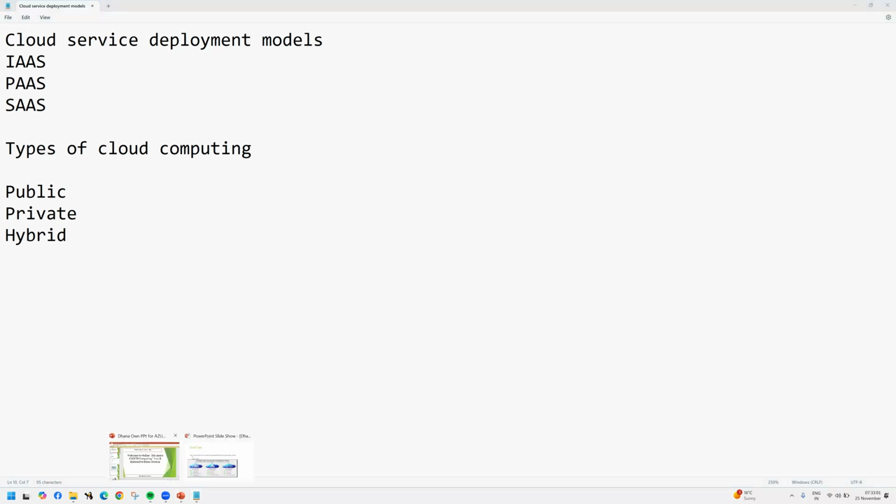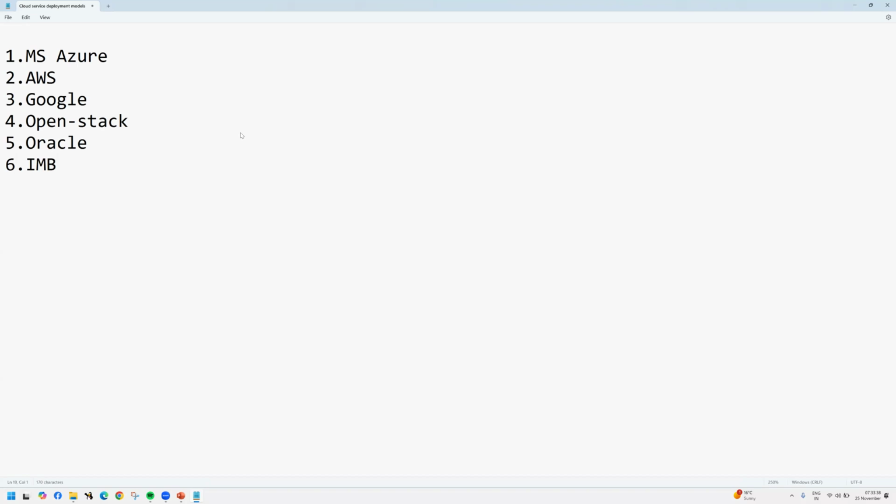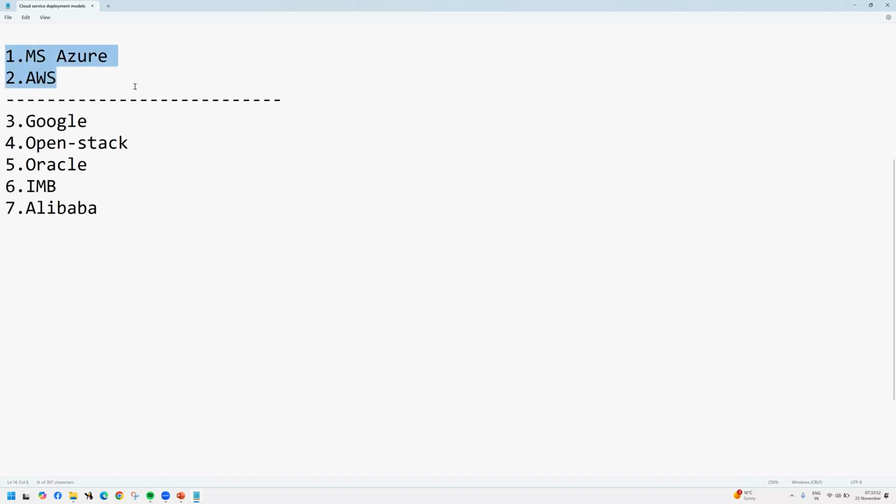Great. Next, there are many vendors that provide cloud computing technology in the market. Can anyone tell me what they are? One is Microsoft Azure. Second is AWS. Third, Google. Fourth is OpenStack. Fifth, Oracle Cloud. Sixth, IBM Bluemix. Seventh, Alibaba. These are the vendors that provide cloud computing technology. Out of them, very popular in the market are these two: Microsoft Azure and AWS.